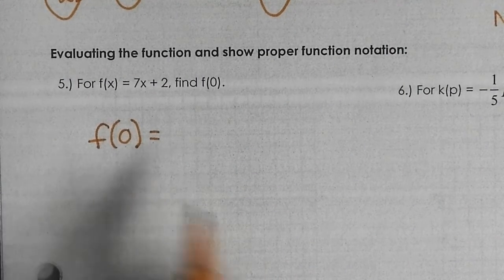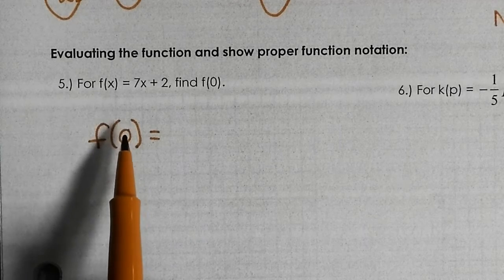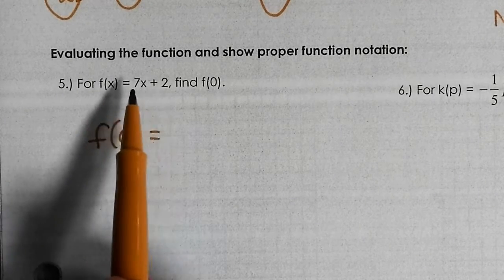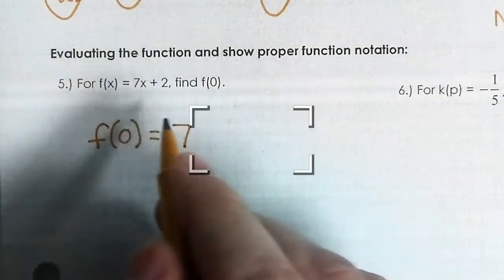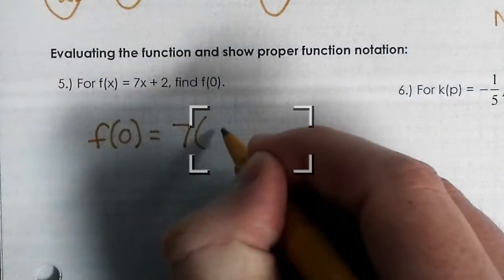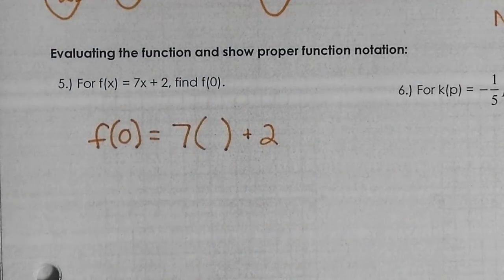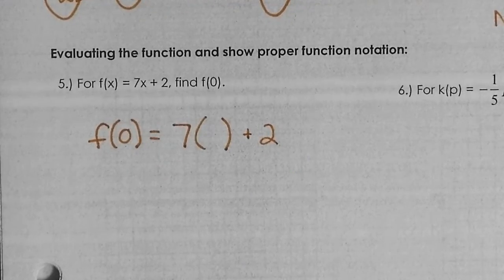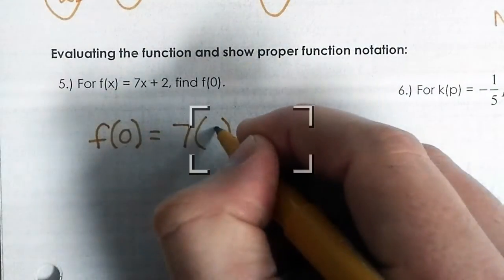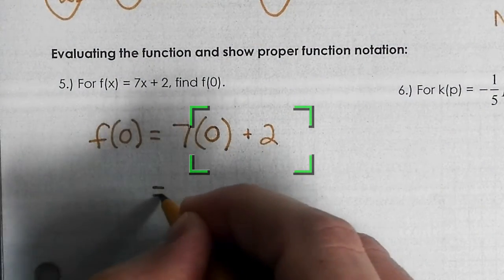Alright? So what did we plug in for x here? 0. That's why we had the 0 there. So that means when I rewrite this, 7x plus 2, I want to write it as 7. Wherever there's a variable, I'm going to put parentheses plus 2. Now, what goes inside the parentheses? 0, my input. I'm inputting 0. When I input 0, I'm going to get an output.